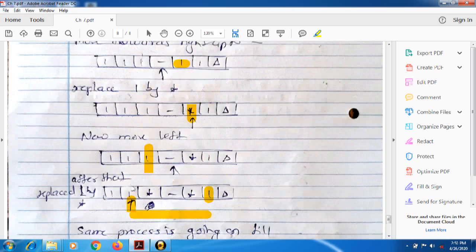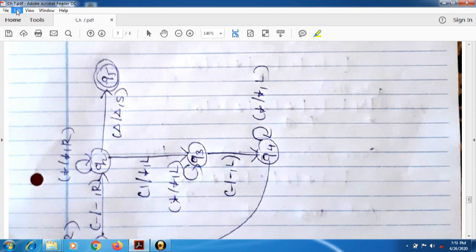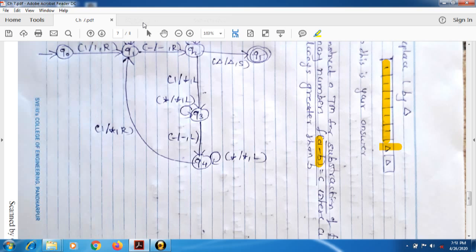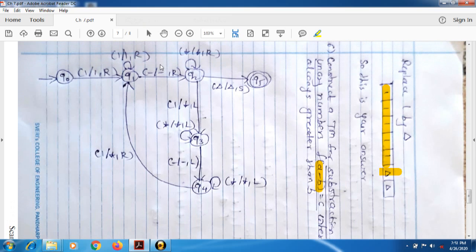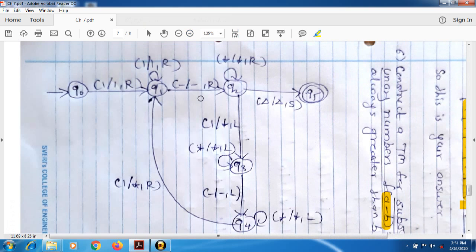Now check how to draw its transition diagram. First of all I will make it horizontal. Okay, right now I have made it horizontal. So now see, Q0 is our starting state. Whenever we find 1 in our tape, we are moving towards right, and we have added a loop here, as we did in the addition function.